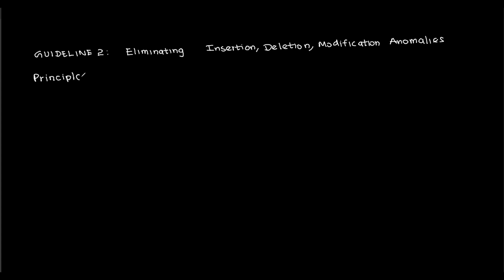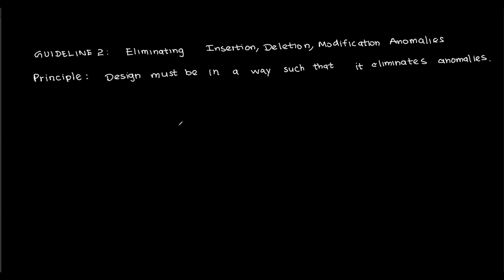The design must be formed in a way such that it eliminates anomalies. This we should keep in mind whenever we are creating relations or when we are breaking down relations into smaller relations.